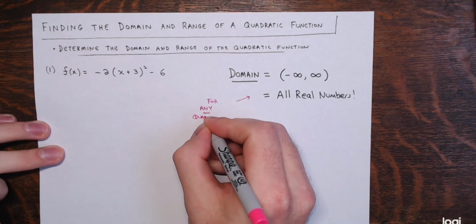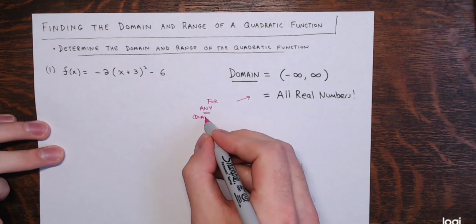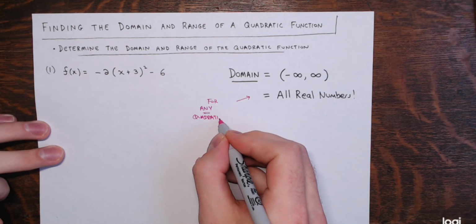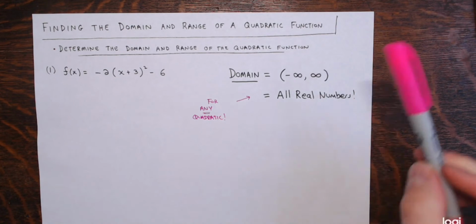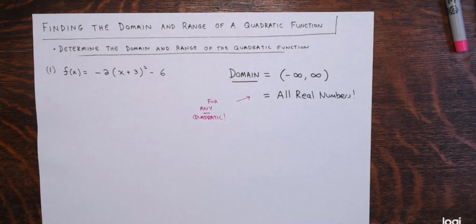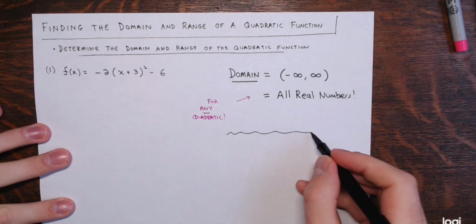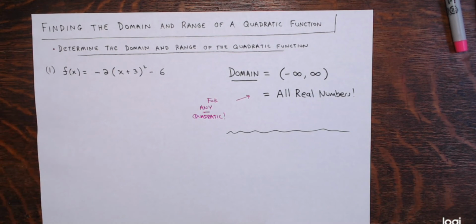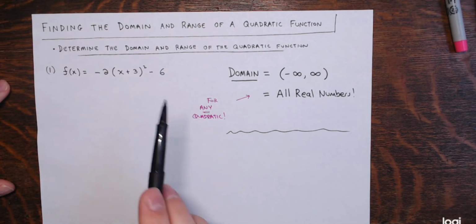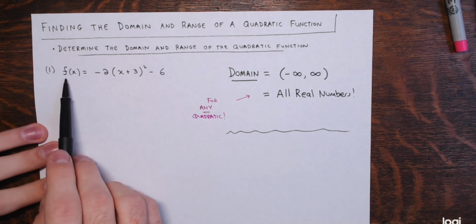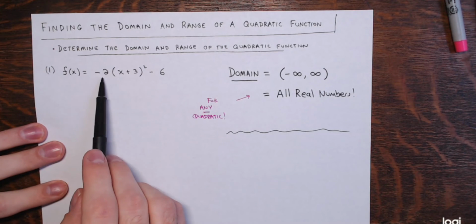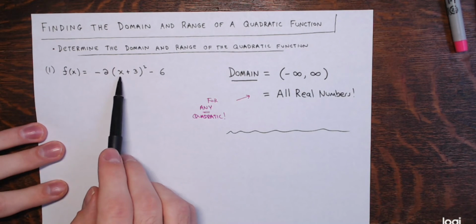It's the range that you have to pay attention to. For any quadratic function, the domain is all real numbers. To determine the range, you just need to know the vertex and which way the parabola is opening. Here we're asked to determine the domain and range. Again, the domain is all real numbers. Number one: f of x equals negative 2 times the quantity x plus 3 squared minus 6.